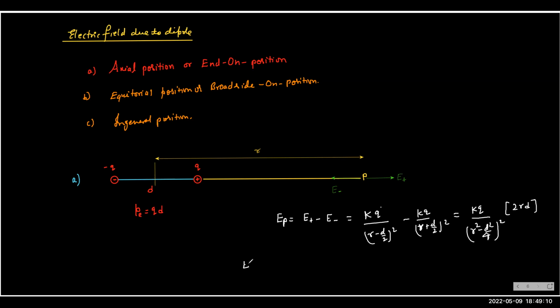So the answer that the field will create is 2KQD upon r square minus d square by 4 whole square into r. Okay. Yes, sir. This is the answer. Now, what is dipole? This is a general answer. This is not dipole.